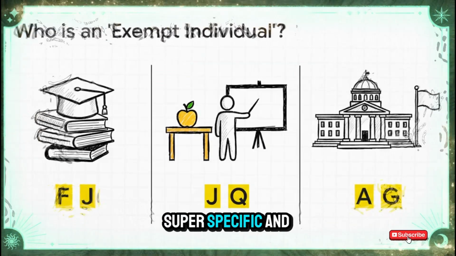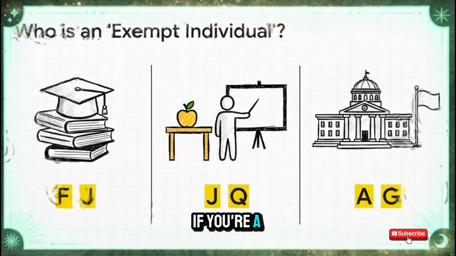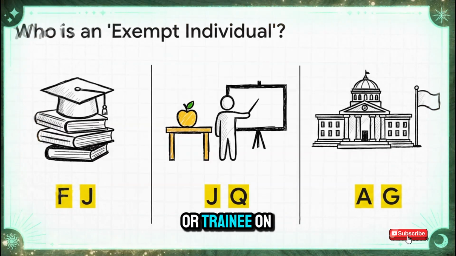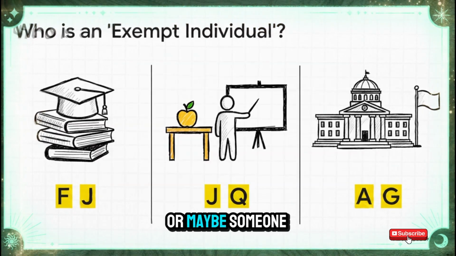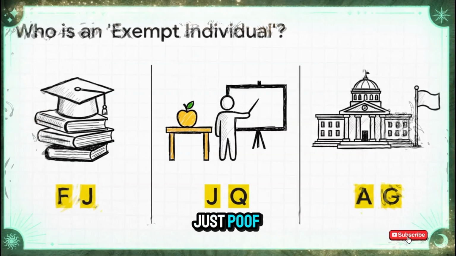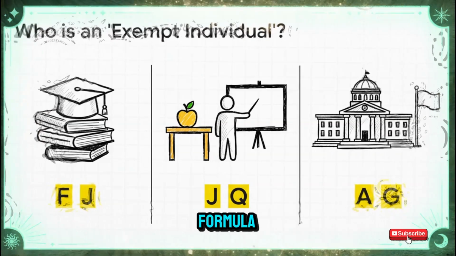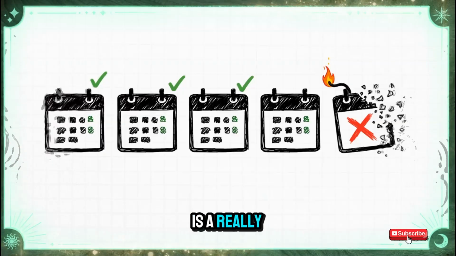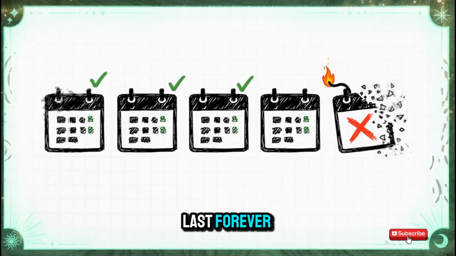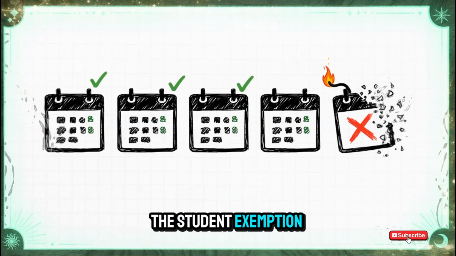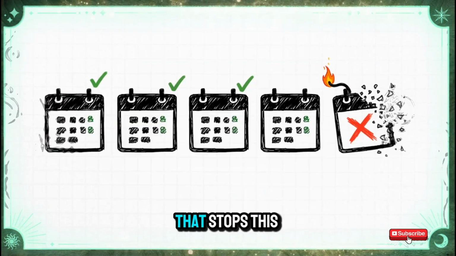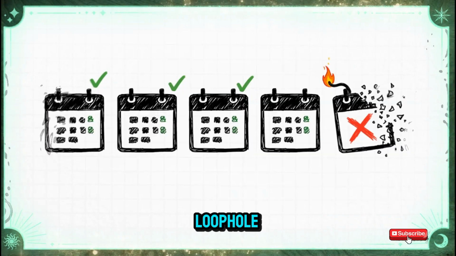And this is super specific and actionable stuff. If you're a student here on an F, J, M, or Q visa, or a teacher or a trainee on a J or Q visa, or maybe someone here with a foreign government on an A or G visa, your days here just poof. They don't get added to the formula. Now here's the catch, and this is a really important detail that a lot of people miss. These exemptions don't last forever. For example, with the student exemption, it generally runs out after 5 calendar years. This is a critical rule that stops this exception from becoming a permanent loophole.